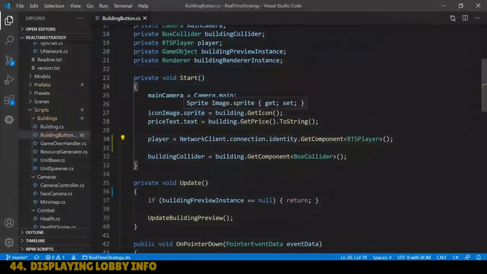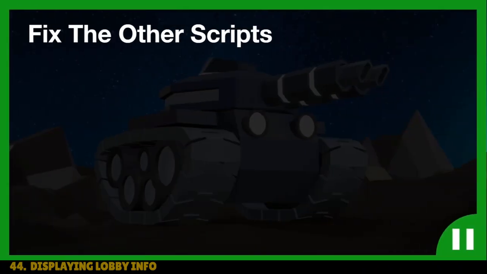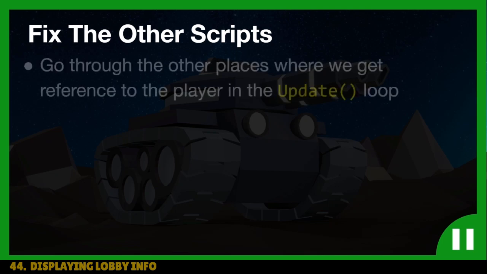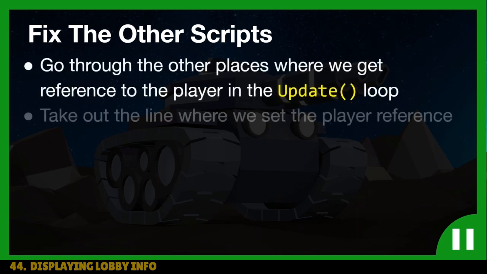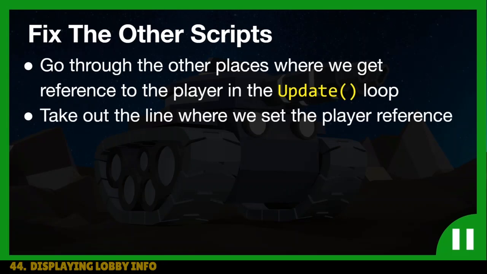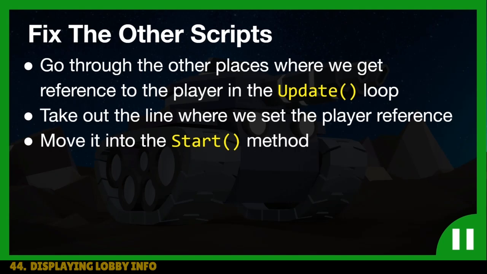And if we look back over at the code we just did, which was moving out of the update into the start and getting rid of the null check, so we're not doing it every single frame, I'd like you to go do that for the other instances where we do this, and I think it's only in maybe 2 or 3 other places. So your challenge for this lecture is to fix the other scripts. So go through the other places where we get reference to the player in the update loop, take out that line where we get the player reference, and you can then get rid of the null check, and then move it into the start method of its respective script. So have a go, pause the video, and try and find those places and fix them.